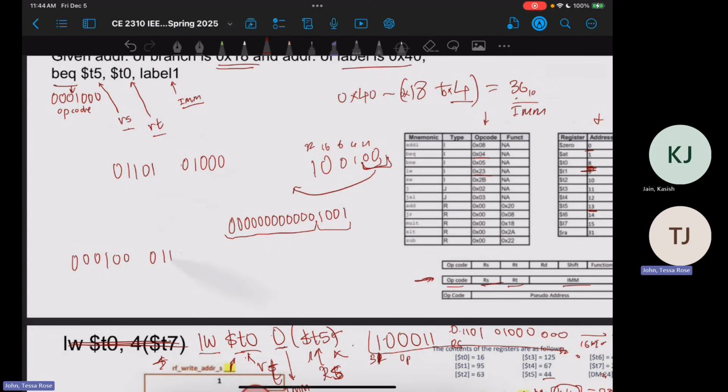RS, which is 0 1 1 0 1, RT 0 1 0 0 0, and then the IMM. This whole thing is IMM, and it would come here. Any questions?